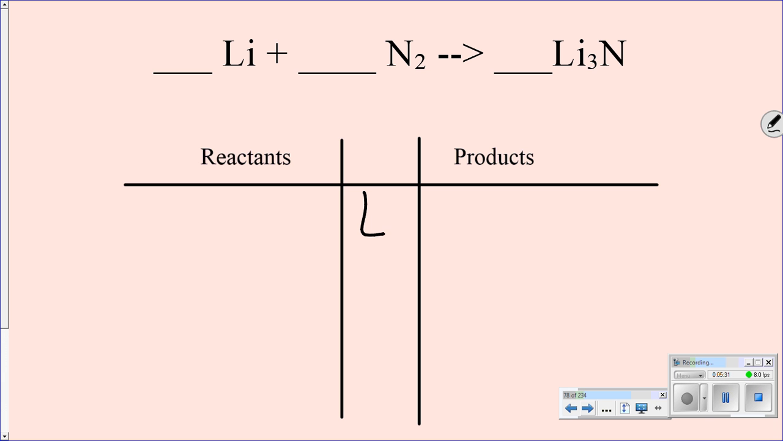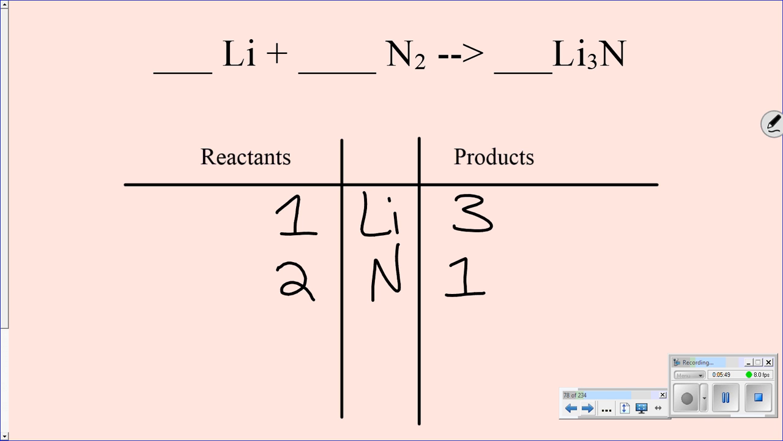So simple little equation here. We've got Li and N. So we start with 1 Li, 2 Ns, 3 Lis, and 1 N on the other side. You can pick either one of these to start with. I think nitrogen might be a little bit easier.